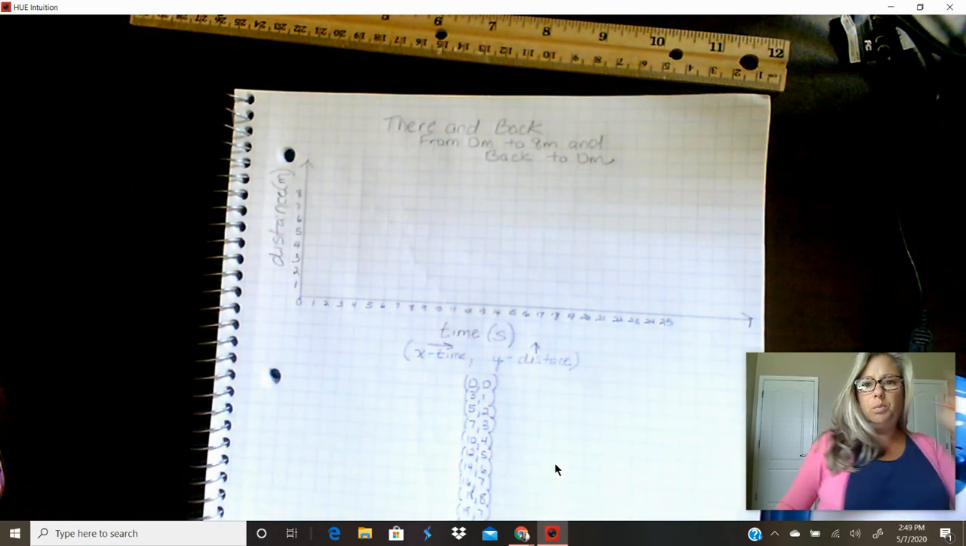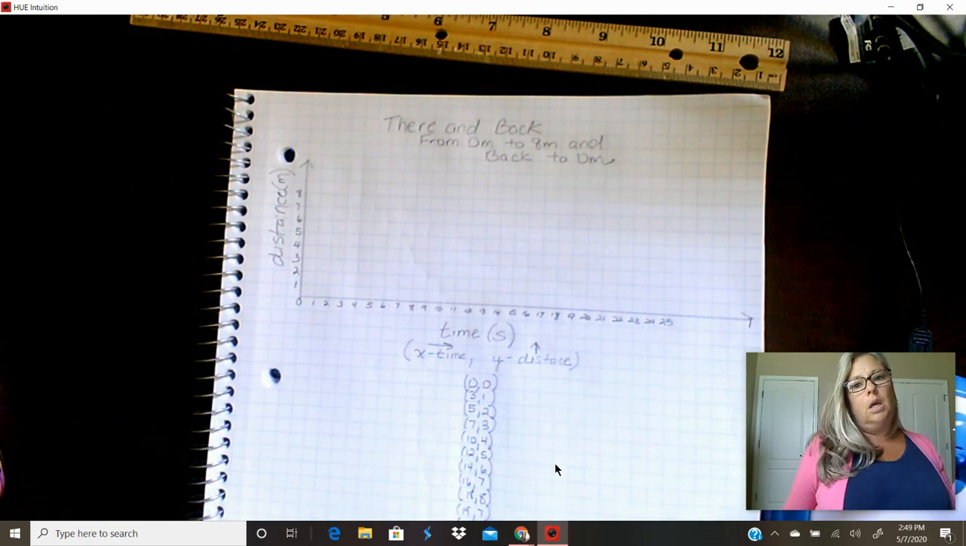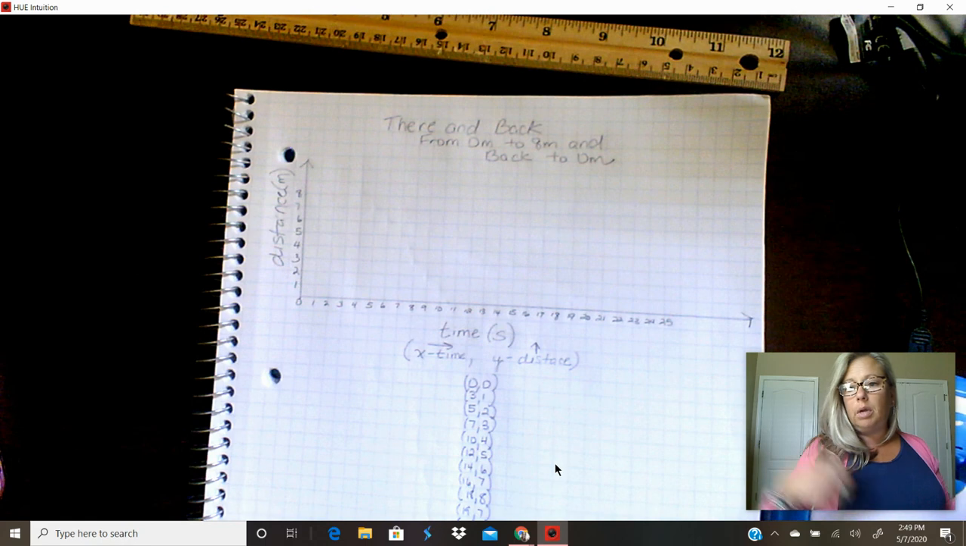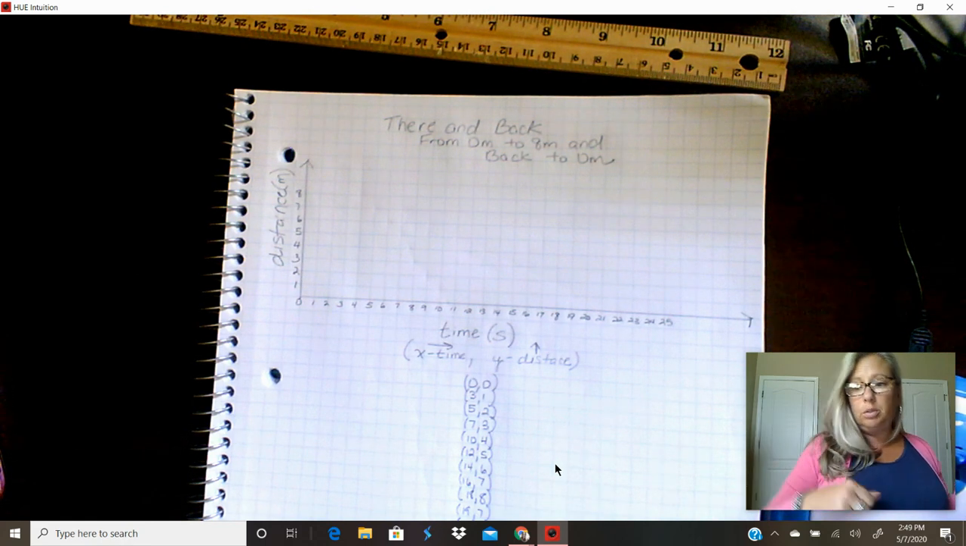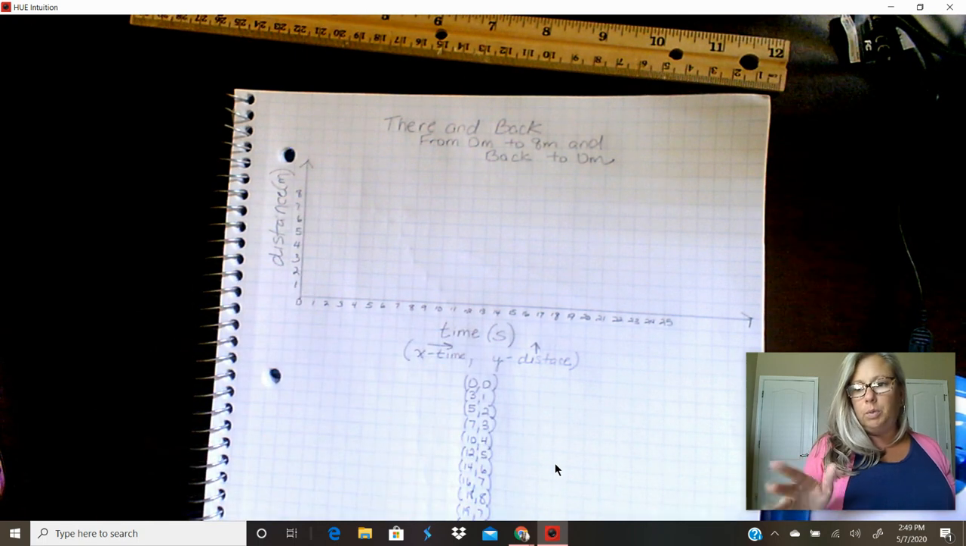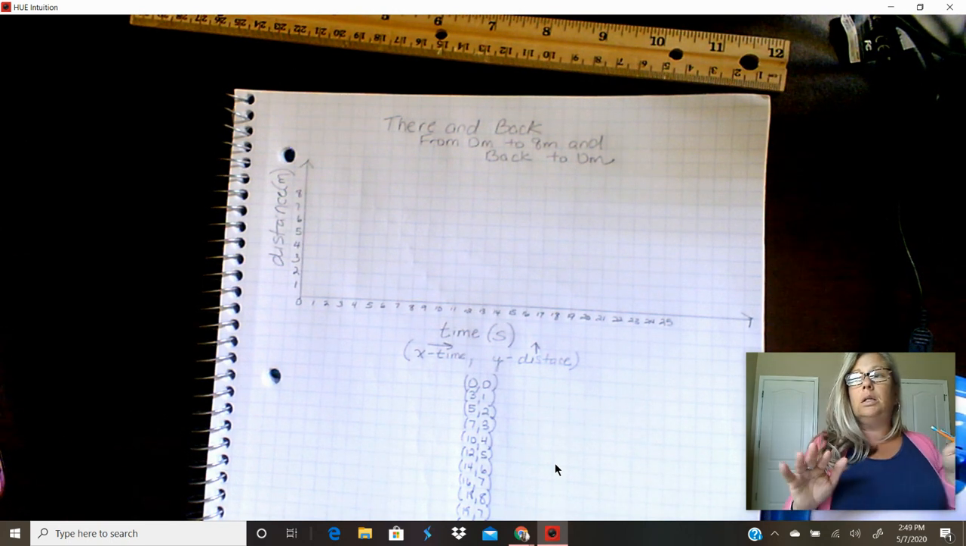All right, this was the one where Nick walked from 0 meters all the way out to 8 meters and then returned back to the 0 meter card. And again, like I said, when we were collecting the data, it's really important that you see what it looks like on a distance over time graph when the direction changes. I said this in at least one of the videos.